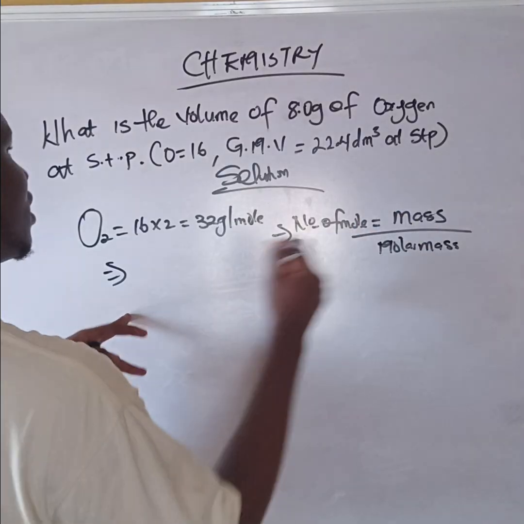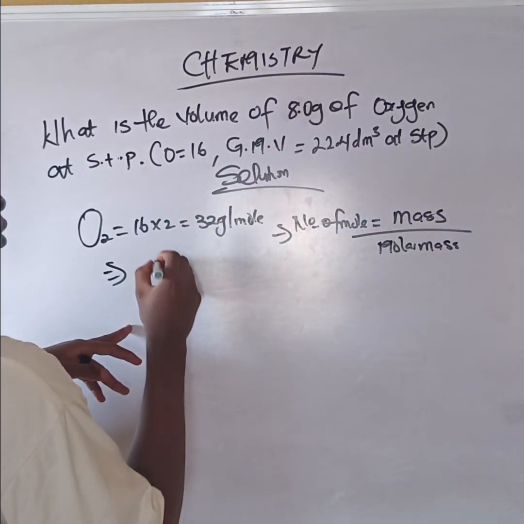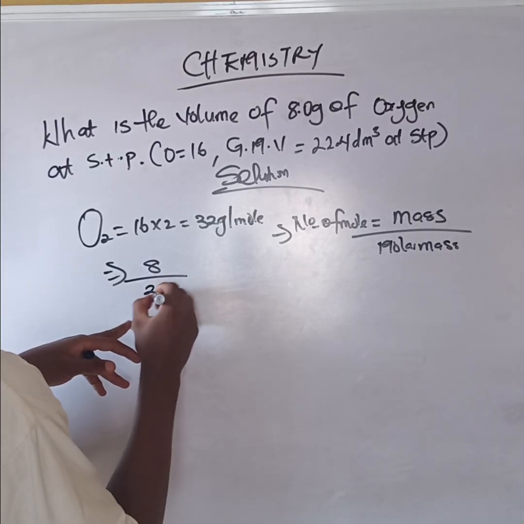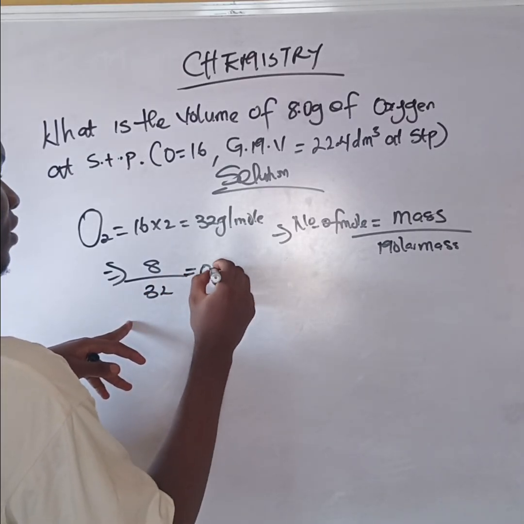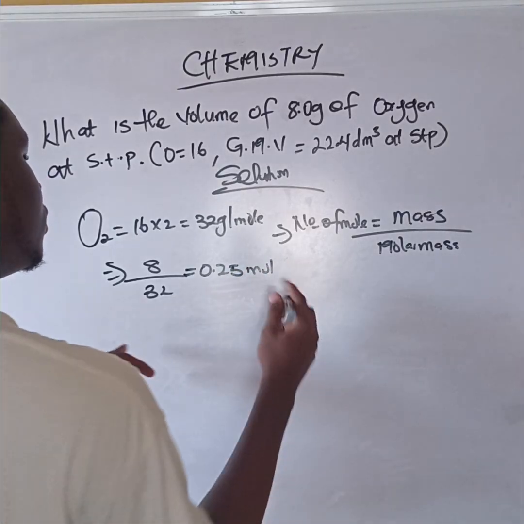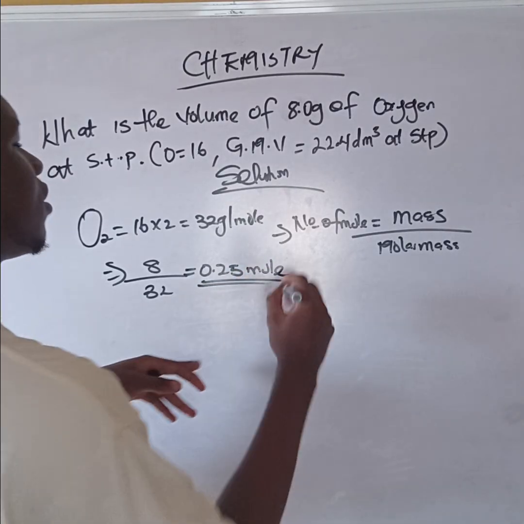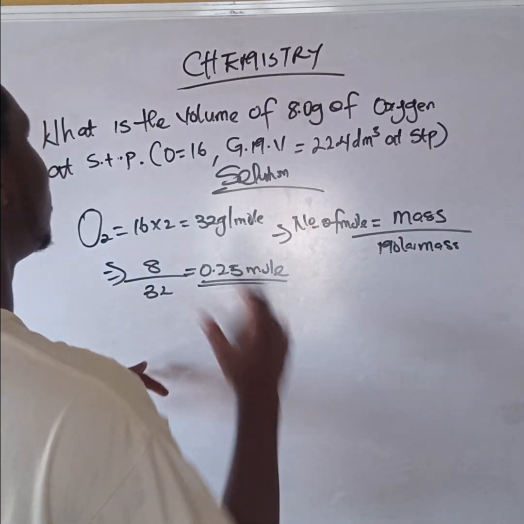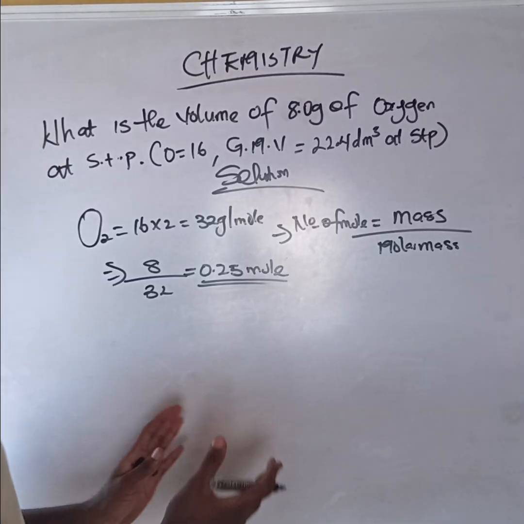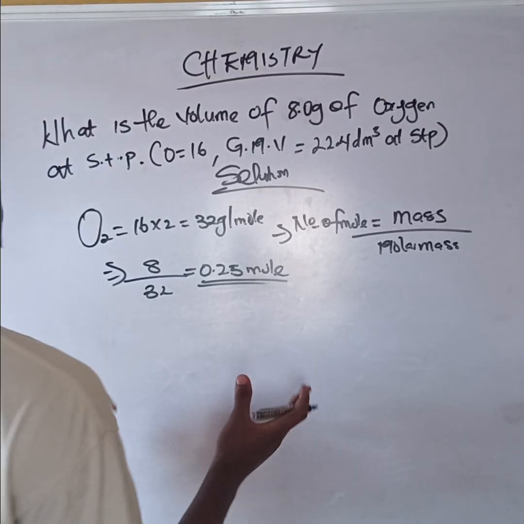Move on. You have the mass to be 8 according to the question. And of course you have the molar mass to be 32. If we divide this, we have 0.25. That is 1/4. So now, after calculating this, we go straight to calculate the volume of 8 grams of oxygen, right? Now we can solve this particular problem in 2 ways.